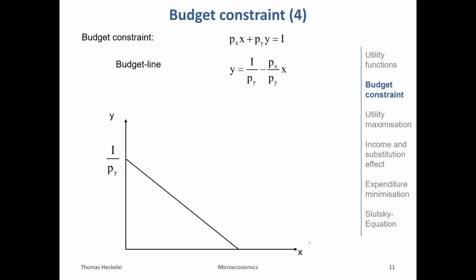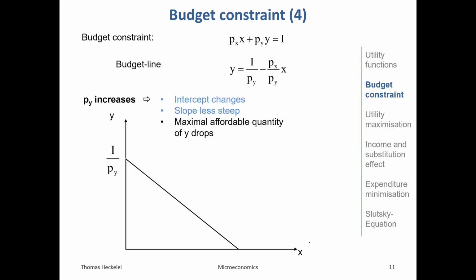We can do it in a similar manner for the case of py increases. So in this case, if py increases, the intercept changes because there is py in the intercept. The slope is less steep and the maximum affordable quantity of y drops. How exactly does that work? Let's see. First let's look at the intercept.